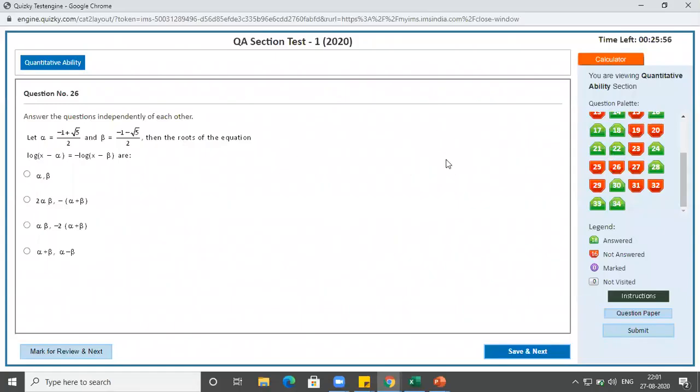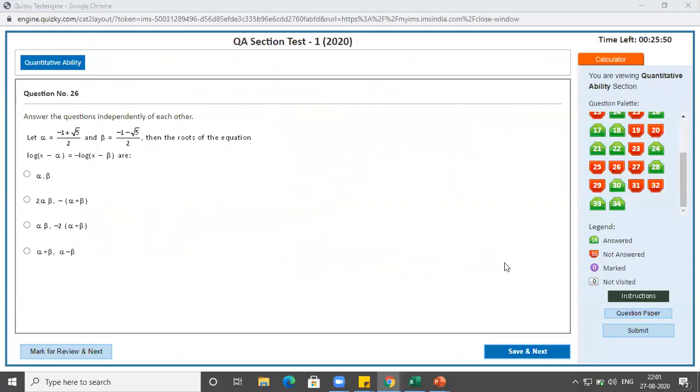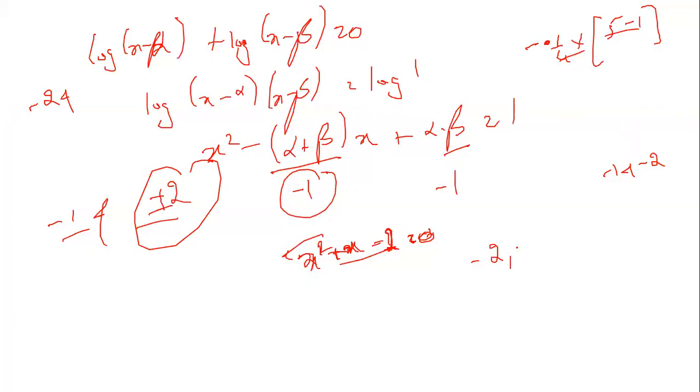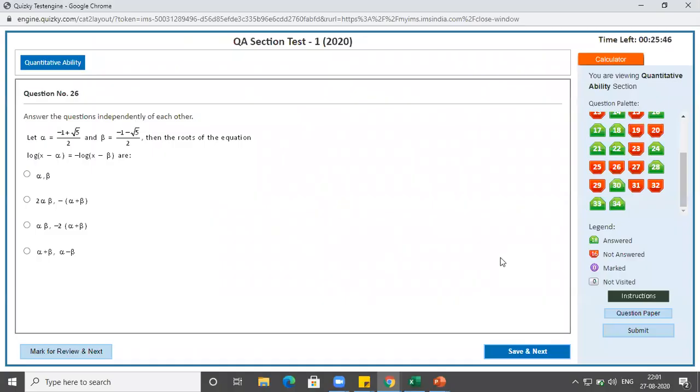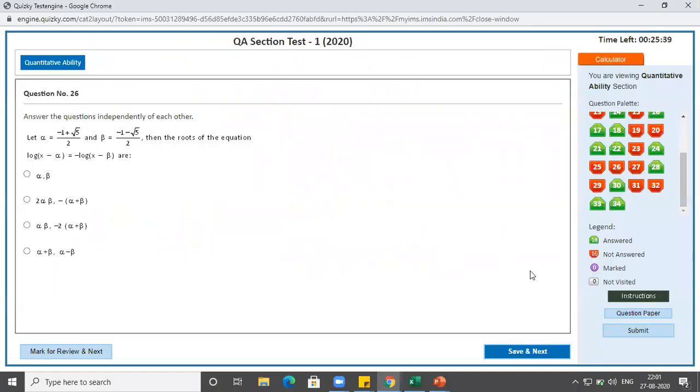Option, if I look at alpha beta, it cannot be. 2 into alpha beta. 2 into alpha beta is what? Minus 2. And then minus of alpha plus beta. Minus of alpha plus beta is plus 1. This is not. The answer alpha beta is minus 1 and then minus 2 of. This is also minus 1. Seems to be something wrong here. Okay, so I'm confused between B and C.